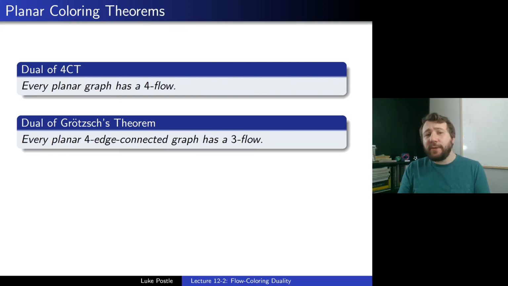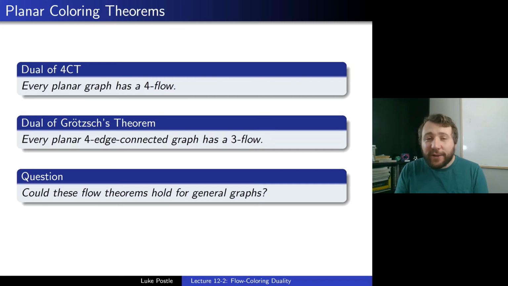So that's quite nice, right? Because by Jaeger, we knew every 4-edge connected graph had a 4-flow, but if you impose planarity, you can get that down to 3. And the question is, could these flow theorems hold for general graphs? So that's really stark, right? Coloring, you just can't expect that, right? For complete graphs, the chromatic number gets larger and larger. We didn't show it, but indeed the complete graphs only need 3 flows always. So they're not counterexamples.